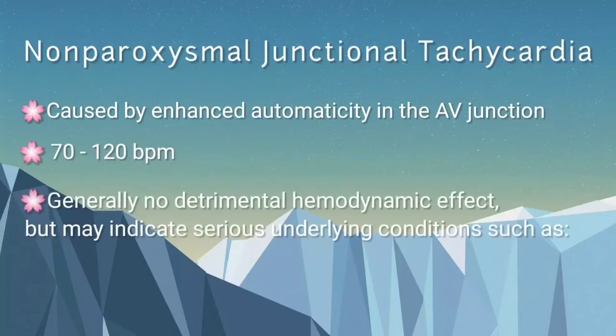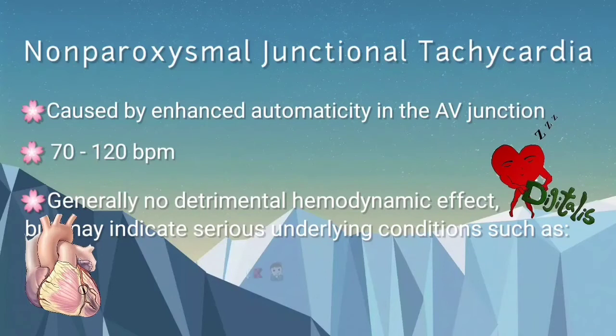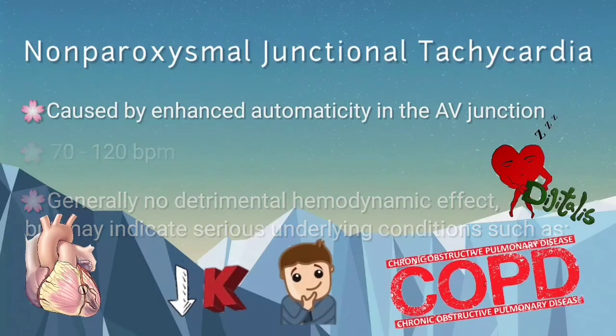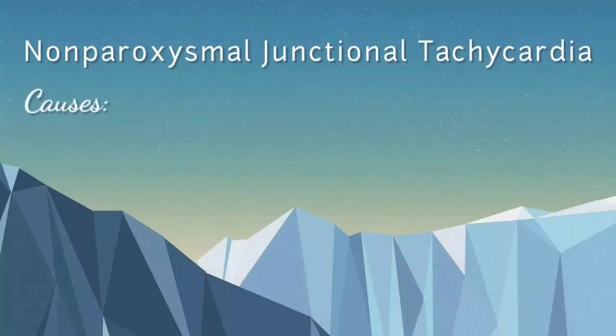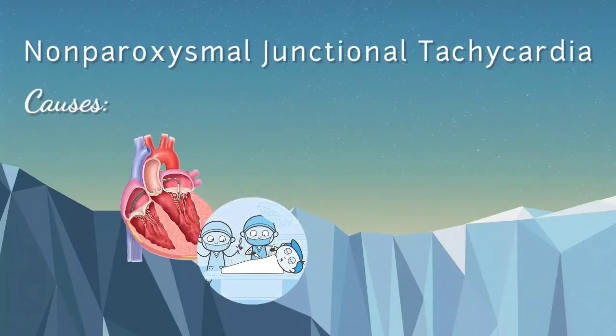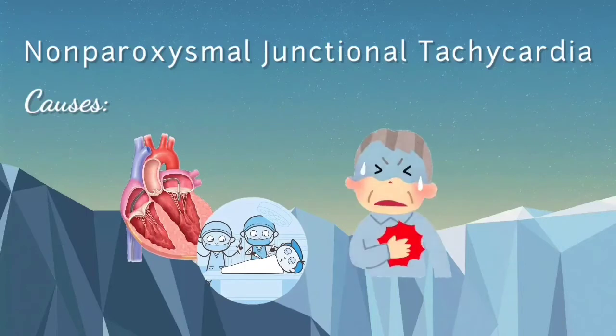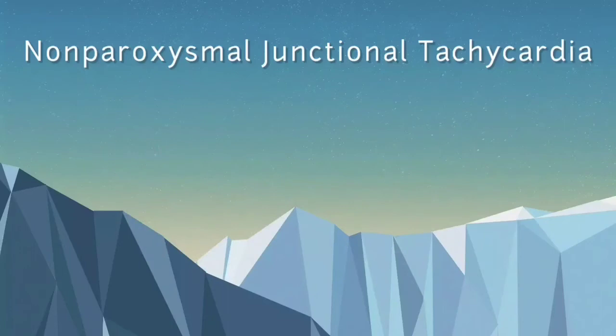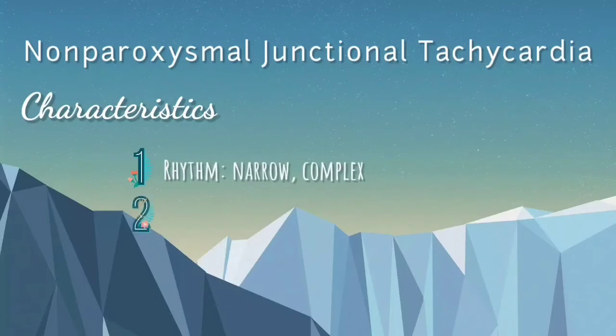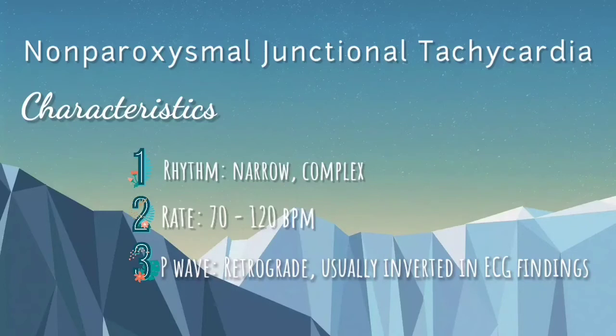Similar to premature junctional complexes, although this rhythm generally does not have any detrimental hemodynamic effect, it may indicate a serious underlying condition such as digitalis toxicity, myocardial ischemia, hypokalemia, or COPD. Non-paroxysmal junctional tachycardia is also usually due to recent aortic or mitral valve surgery and acute myocardial infarction. Now let's go to characteristics. NPJTs have a narrow complex rhythm with a rate of 70 to 120 beats per minute and retrograde P waves that are usually inverted in ECG findings.